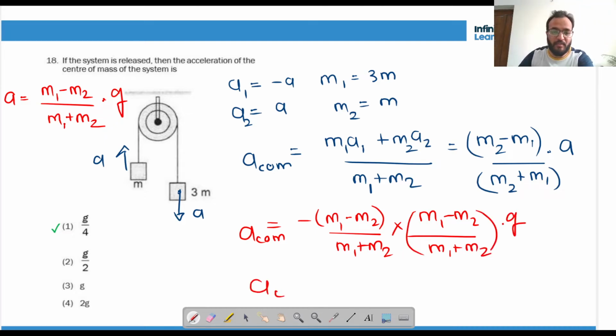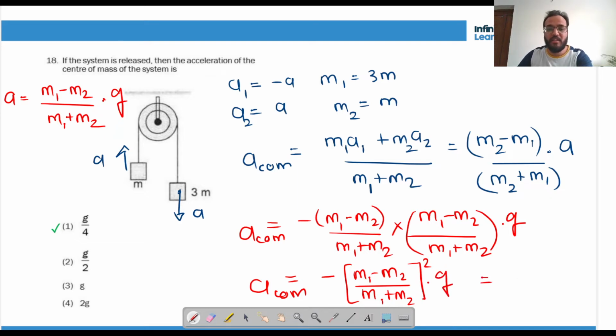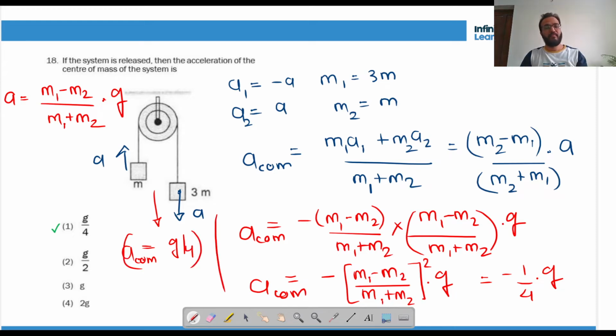So your final formula for acceleration of center of mass of this pulley mass system is minus of ((m1 minus m2) upon (m1 plus m2)) whole square into g. So it is 3m minus m, that is 2m, upon 4m, so 1 by 2, so minus 1 by 4 into g. So the answer is minus g by 4. That means the center of mass is coming down with an acceleration g by 4. Got it?